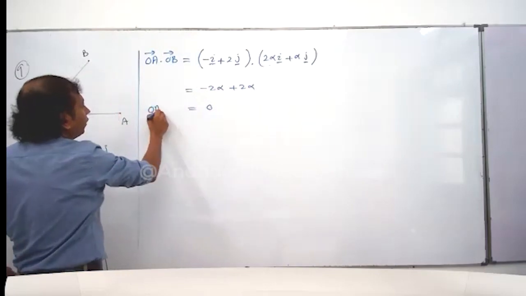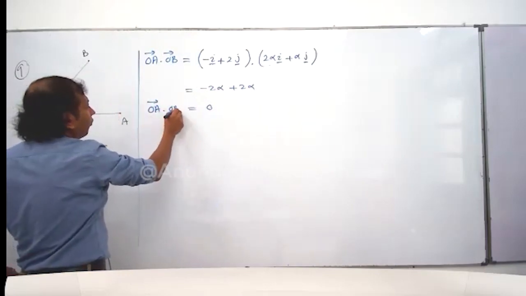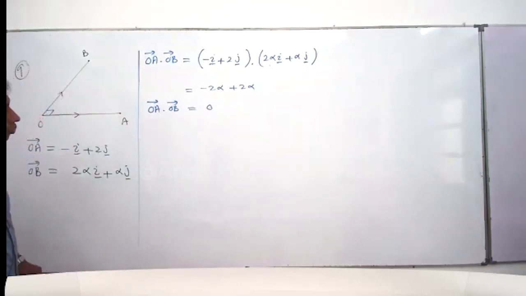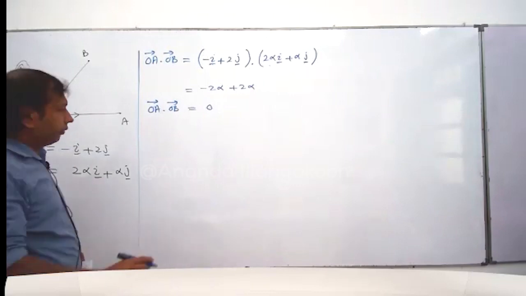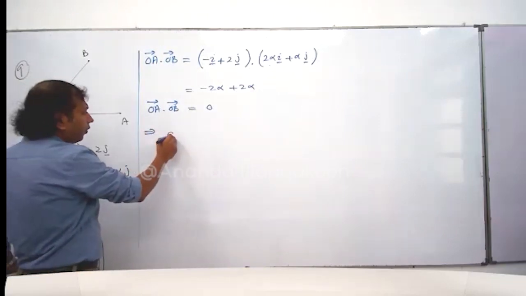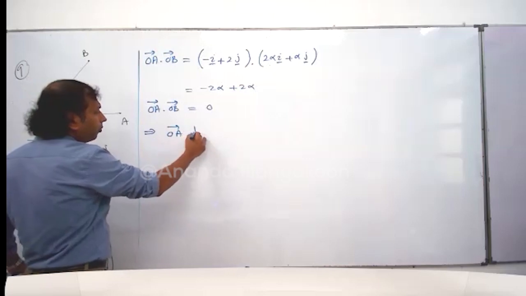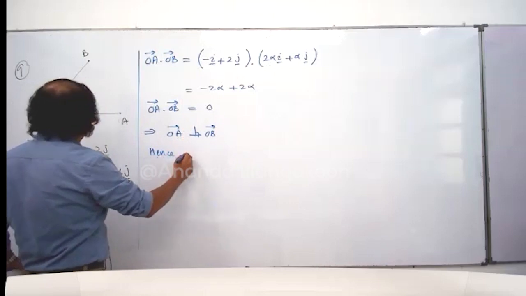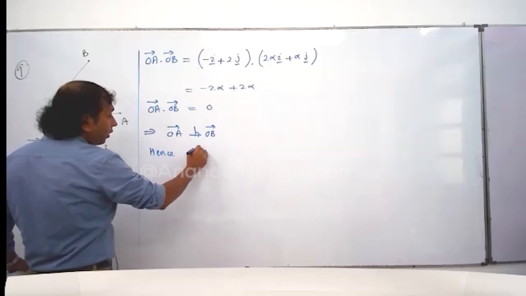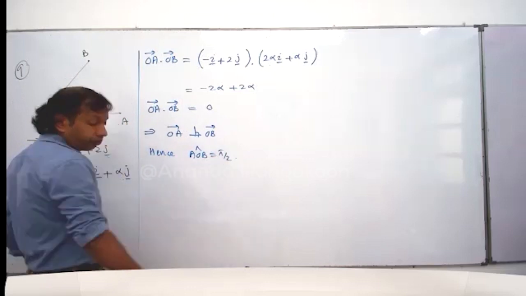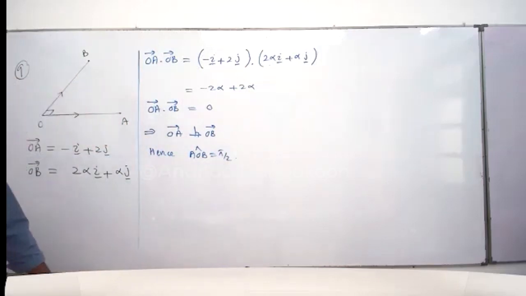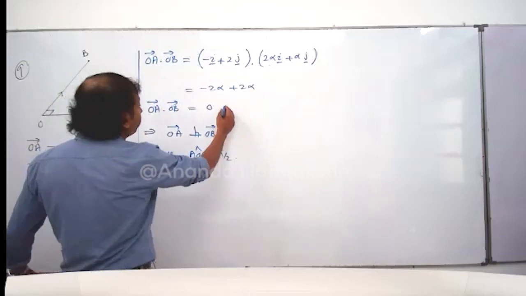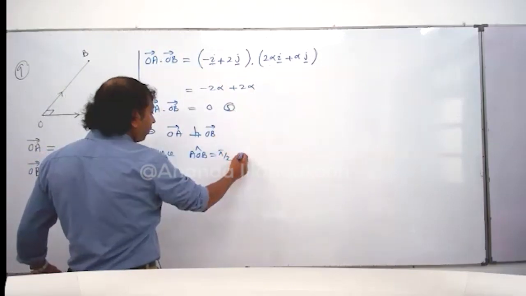Then OA dot OB is 0. When the dot product of two vectors is 0, people, the two vectors are perpendicular. This implies OA vector is perpendicular to OB vector. Hence, angle AOB is pi by 2. That way you can take the first answer. So showing this as 0, 5 marks.